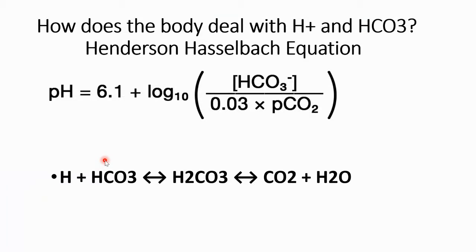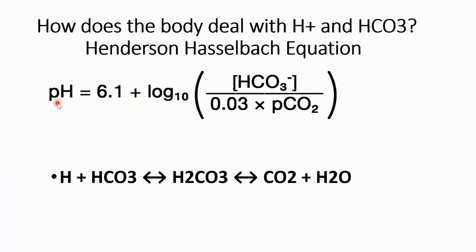So don't panic. This is not a formula that you need to memorize. How does the body deal with hydrogen and bicarb? This is called the Henderson-Hasselbalch equation. Basically, if you just look at this and listen to what I'm saying, just to give you an idea, when we're talking about pH in this lecture, we're talking about acid base, we're talking about the pH of the blood.